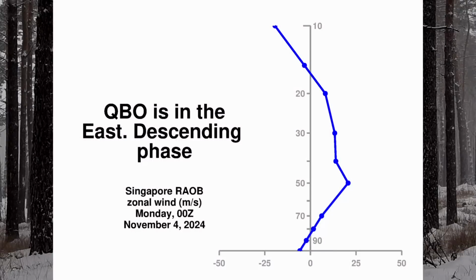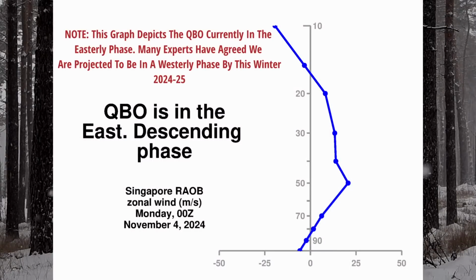All right, now starting off here, we're taking a look at that QBO pattern that we mentioned earlier, and this is basically a defining factor of what kind of temperature anomalies and precipitation anomalies you're going to be expecting throughout the United States, whether it's in an easterly phase or a westerly phase. Now, I want you to pay attention to the graph. This may look a little confusing to you, but I'm going to summarize it for you.